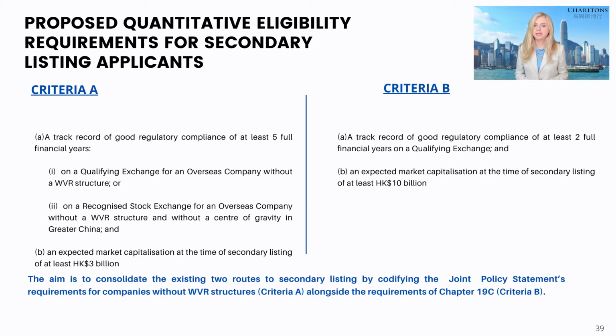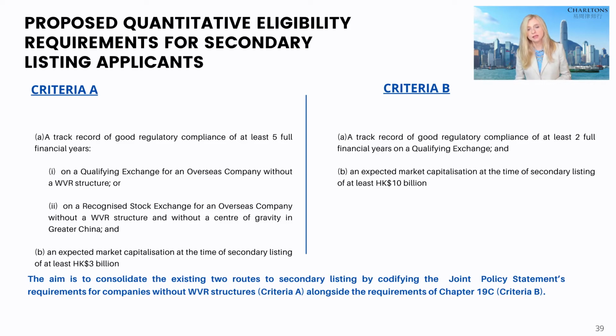Under Criteria B, a company will be eligible for secondary listing if it has a track record of good regulatory compliance of at least 2 full financial years on a qualifying exchange and an expected market capitalisation at the time of secondary listing of at least 10 billion Hong Kong dollars. This proposal aims to consolidate the existing 2 routes to secondary listing by codifying the Joint Policy Statement's requirements for companies without weighted voting rights structures, Criteria A, alongside the requirements of Chapter 19C, that's Criteria B.